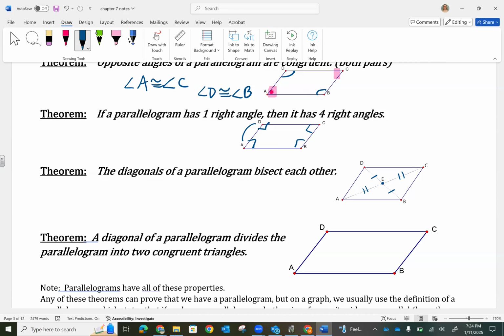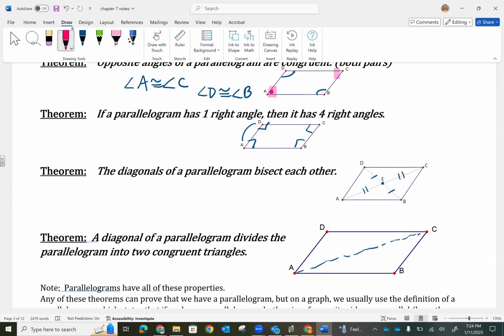The diagonal of a parallelogram divides the parallelogram into two congruent triangles. Well, what do you mean? Well, if you draw a diagonal either way, I'm going to draw one just on one part of this. So if I draw a diagonal, say from A to C, and I could do it either way, but I'll just focus on one of them. That diagonal splits the parallelogram into two congruent triangles, and I'll show you why.